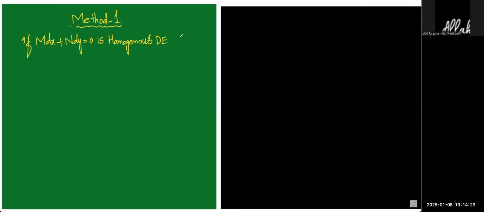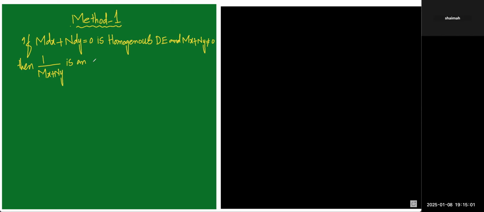and this is very important, Mx plus Ny. If you find out the value of Mx plus Ny, it should not be equal to 0. Mx plus Ny should not be equal to 0. Then 1 by (Mx plus Ny) is the integrating factor. We use this one also as a short form, integrating factor.